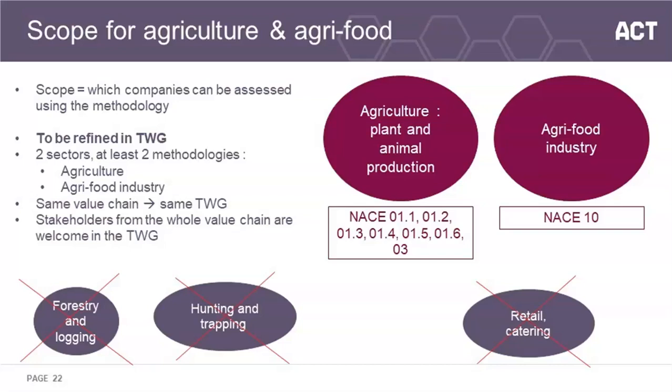So we didn't want to have the discussion twice, so we chose to have the same technical working group for both sectors. The scope for agriculture and agri-food does not cover the downstream, that means retail and catering. And for agriculture, it does not cover forestry and logging because it's not linked with food, and hunting and trapping because they are very particular sectors.